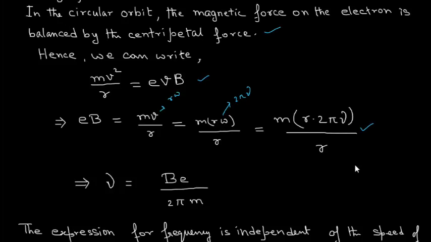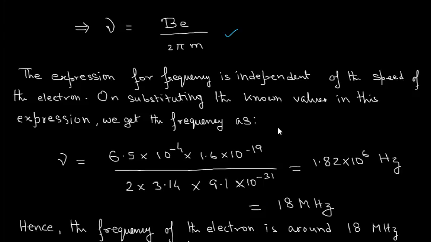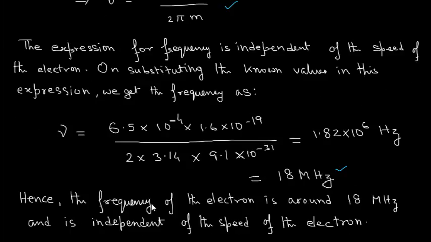So now the equation is nu is equal to eB upon 2 pi m. The expression for the frequency is independent of the speed of the electron. On substituting the known values in this expression, we get the frequency as nu is equal to 6.5 multiplied by 10 to the power minus 4 multiplied by 1.6 into 10 to the power minus 19 upon 2 multiplied by 3.14 multiplied by 9.1 multiplied by 10 to the power minus 31, which is equal to 1.82 multiplied by 10 to the power 6 hertz, that is 18 megahertz. Hence, the frequency of the electron is around 18 megahertz and is independent of the speed of the electron.